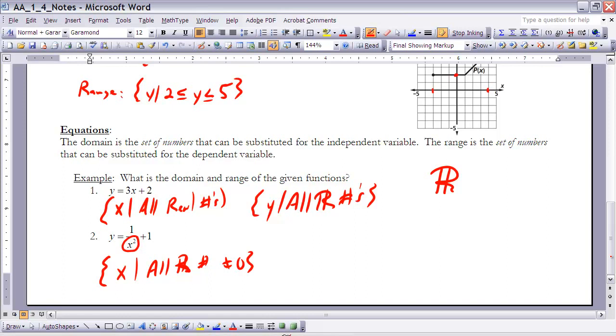If this fraction can never be 0, that means this number right here can never be 0. Therefore, the number that this function could never be equal to, or the value of y that we could never get, is 1. Because I'm always going to be adding or subtracting some number from 1 that is not 0. Therefore, y could never be equal to 1. So my range here is the values of y that are all real numbers, not equal to 1.